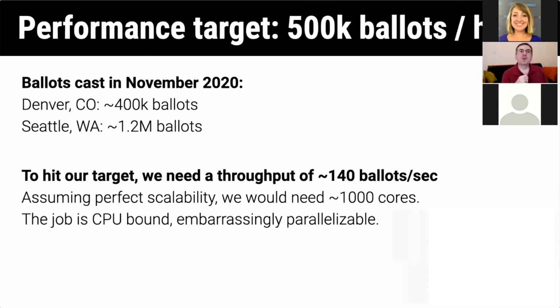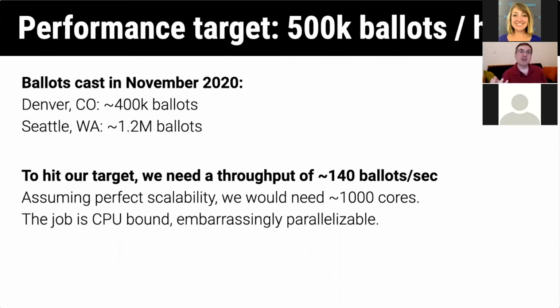So a reasonable performance target might be 500,000 ballots per hour. So here's some numbers I grabbed from the last election. In Denver, Colorado, there was roughly 400,000 ballots. In Seattle, Washington, there was roughly 1.2 million ballots. So I want to be able to generate all of the encryptions and proofs and everything for one of these elections in give or take an hour or two. Like, that's acceptable. Start it, get dinner, come back, it's done. That's the kind of performance target I have.